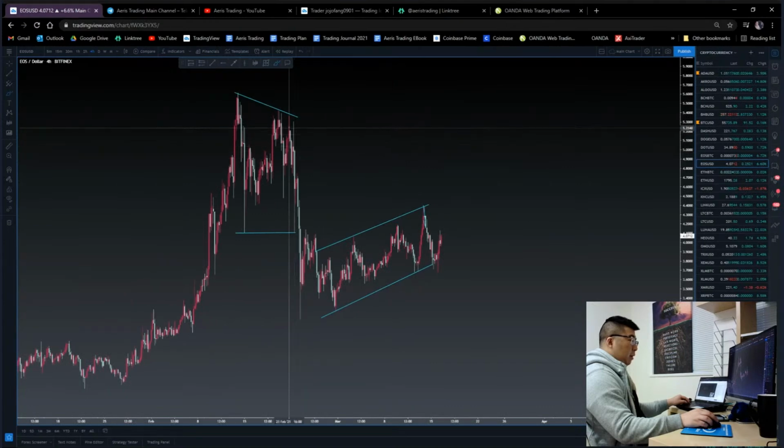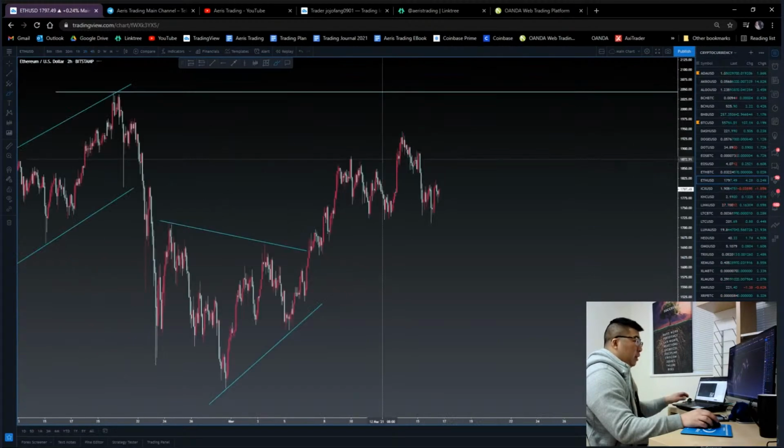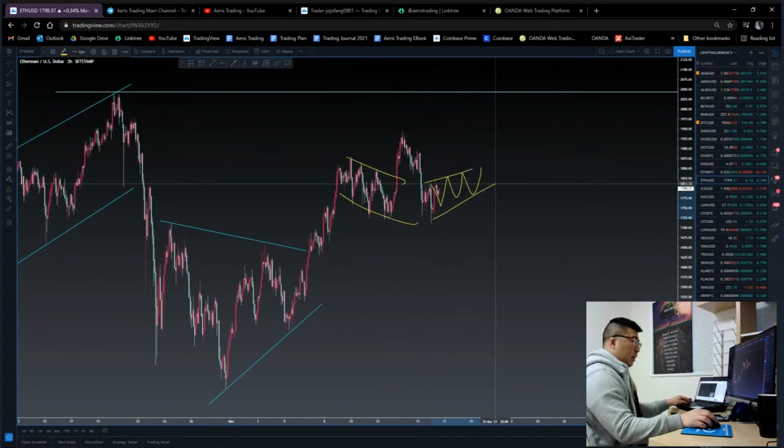EOS looking the same thing. We had a push down, looking like there's a correction here. We could even get a head and shoulder here and then push down lower. Ethereum, I was looking at this for a potential buy. I was looking at this as a correction here to continue higher, but looks like we're just stalling here. And if this holds back, then this looks like a head and shoulder to me, pushing the price back lower.